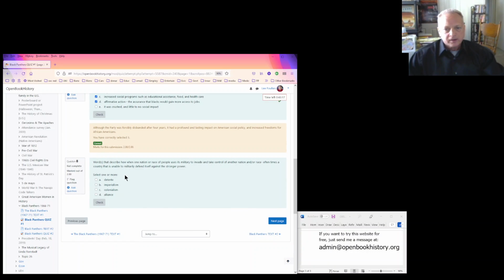Words that describe how when one nation or race of people uses its military to invade and take control of another nation and or race, oftentimes a country that's unable to militarily defend itself against the stronger power. Okay, now one word that would describe that would be imperialism, another colonialism. Now let's just suppose they select them all. A lot of students figure that, oh, I'll just select them all and I'm bound to hit the right answer. Well, what's going to happen if they do that? Select them all.